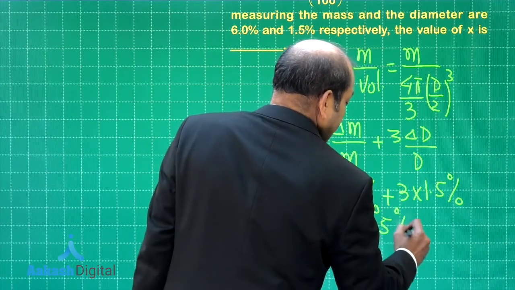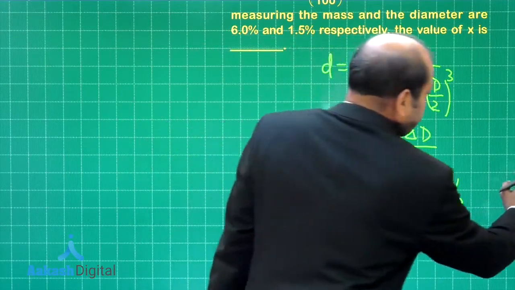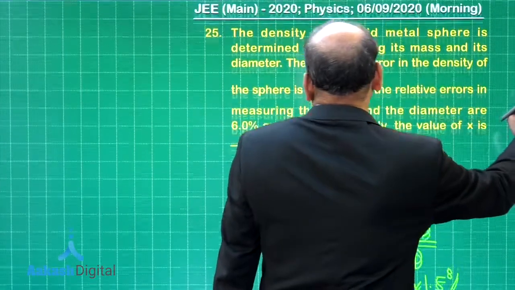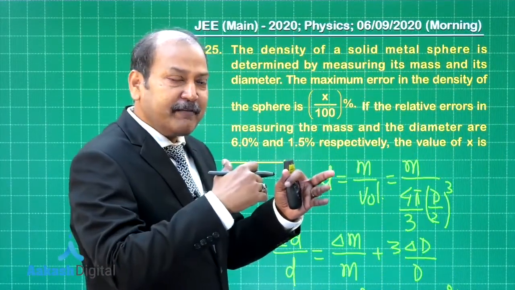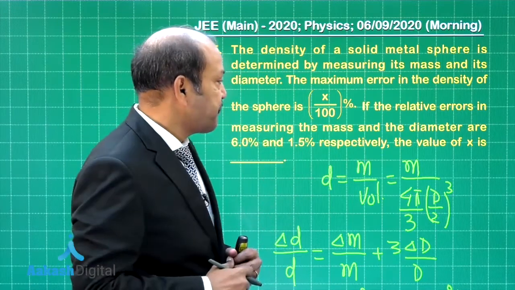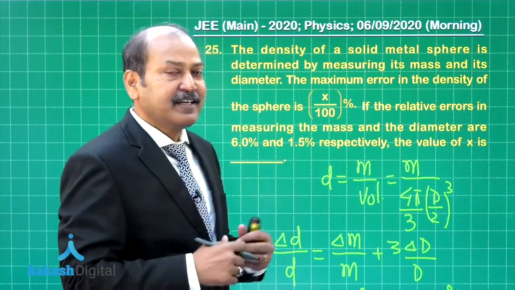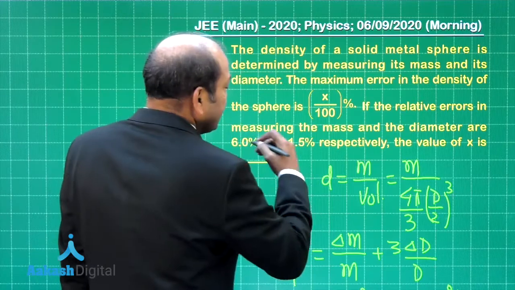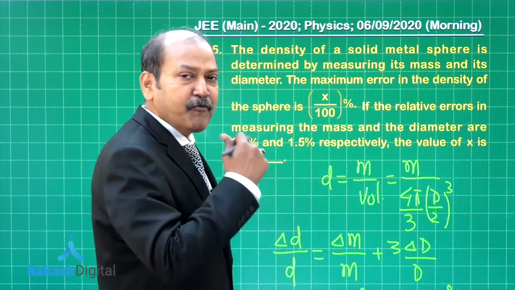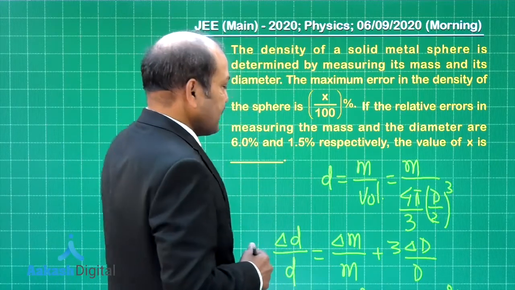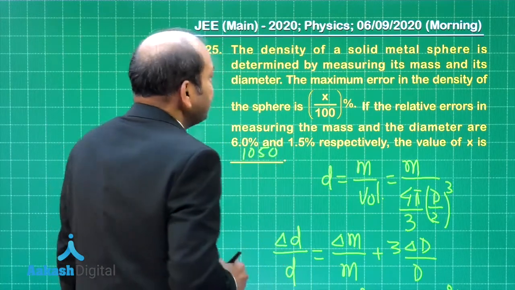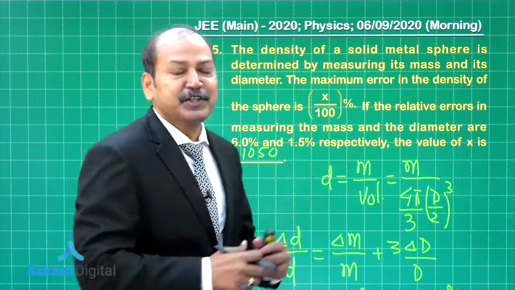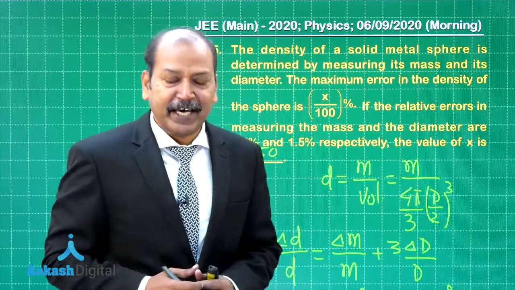10.5%. Now, this has to be equated to x by 100%. So, 10.5% has to be equated to x by 100, and if we do that, the value of x then comes out as 1050. So that means we need to fill in here 1050. That is the answer to the question. That's the value of x.